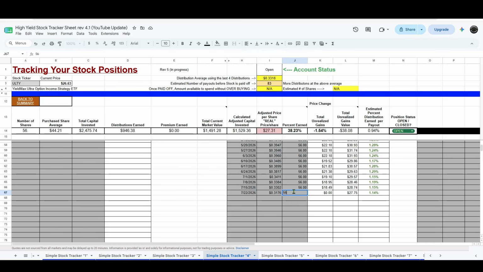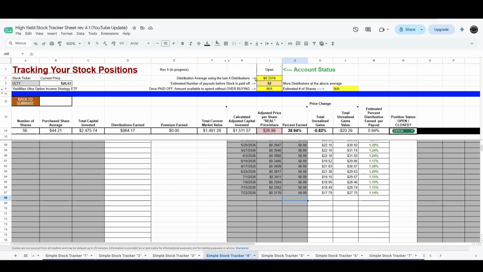But after we enter in this distribution, that's going to adjust that real price per share and the unrealized gains down to a real price per share of $26.99 and only a loss of 20 bucks. So as you can see, I am continually able to lower my real price per share, and as ULTY trades sideways or moves up, it doesn't matter to me because I'm going to continue to lower my real price per share because my goal is to get it paid off.